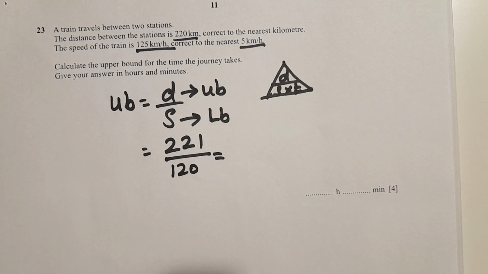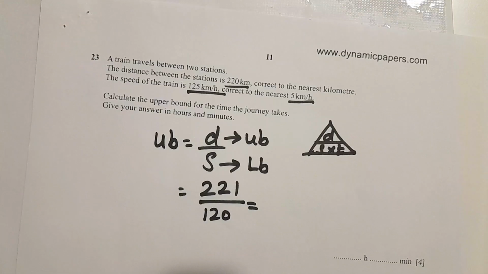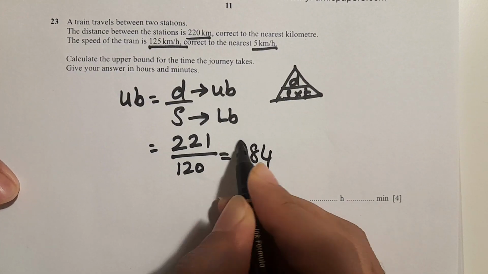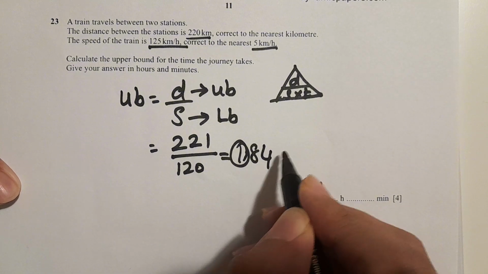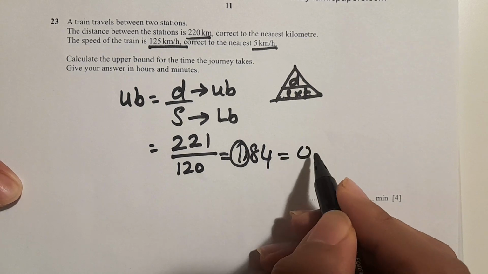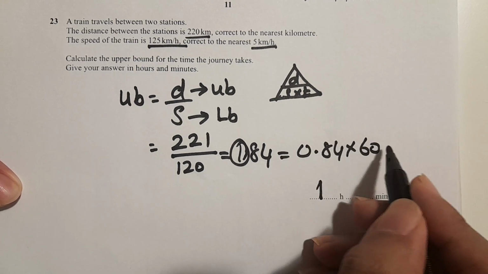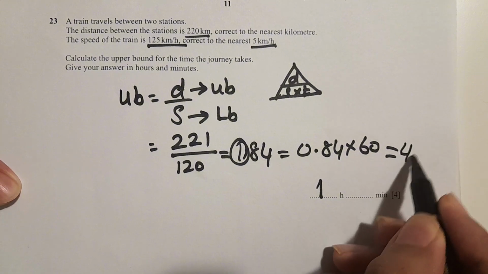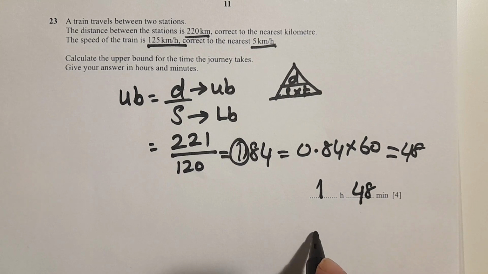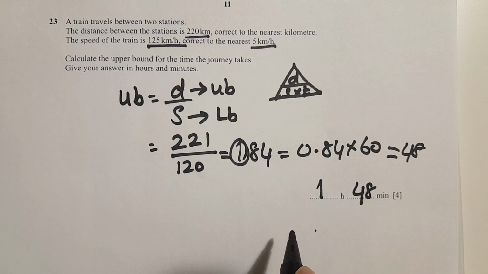So by using the calculator, we will write 221 divided by 120, that is 1.84. So we will write 1.84 hours. So 1 will be the 1 hour, and 0.84 will be converted into minutes, and that is 0.84 multiplied by 60, which is 48 minutes. So we will write 1 hour and 48 minutes. So this is how we will calculate question 23, the upper bound for the time it takes for the journey.